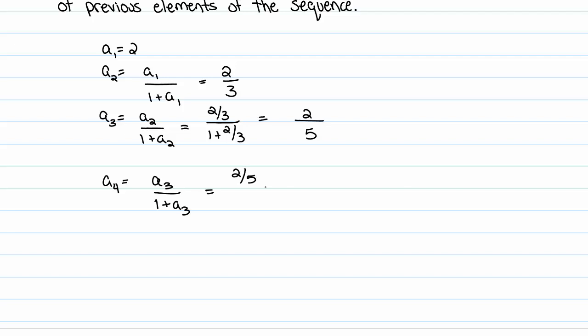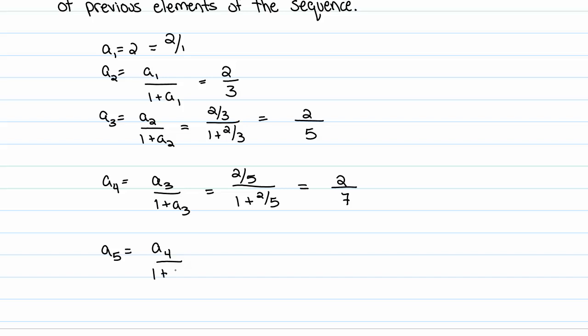That's 2 over 5 divided by 1 plus 2 over 5. Multiplying numerator and denominator by 5, you get 2 over 7. And now you see this pattern. Notice a sub 1 was actually 2 over 1. A sub 2 is 2 over 3. Then 2 over 5. Then 2 over 7. You can guess the next one might be 2 over 9. Very curious if it'll end up being that way.